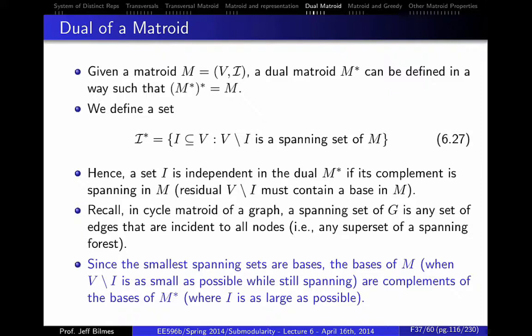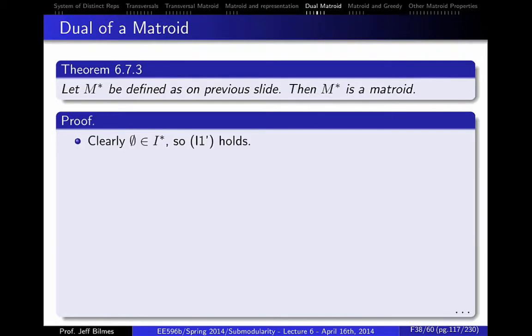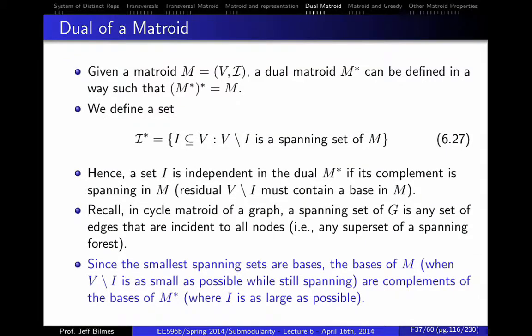Then if we've got a base in M and we remove it, so the base in M is like a spanning set, right? And so if we remove everything but that, that's going to be a base in M star. So there's this dual nature. Okay, so we're going to actually prove this next time, but we're running out of time. But are there any questions about this?